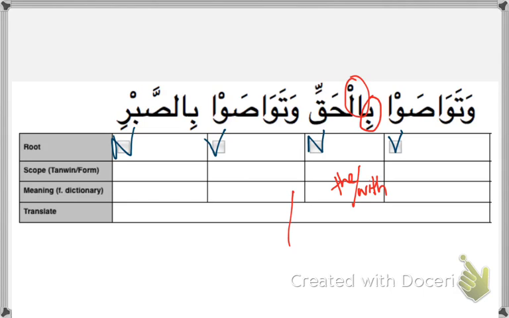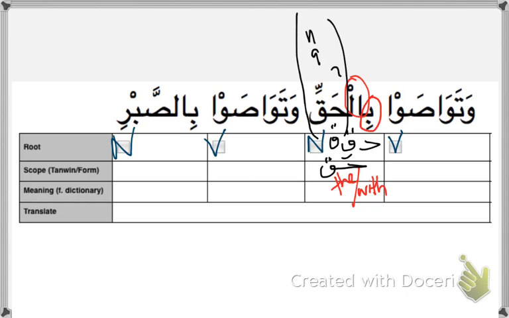Okay, so you're left with ha, qaf, qaf, which is the root. And when you go to the dictionary, okay, so this is 7, 9, 11. So the scope would be in between this, so it becomes haq, kun. Okay, and then you would find the meaning as truth in the dictionary.